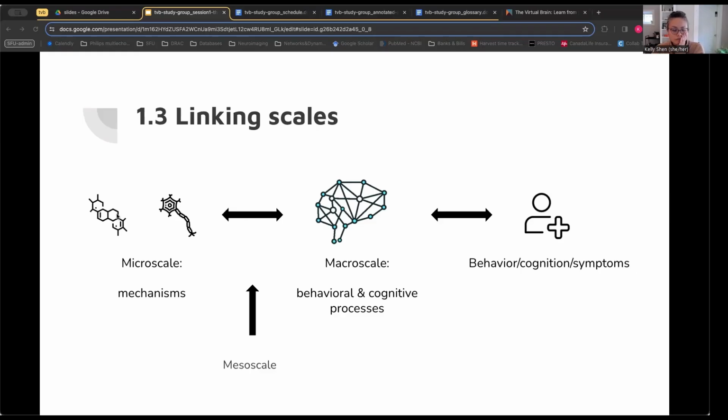What we could be after, and what we'll present in our workflows, is what the mechanisms at the micro scale are that are related to the behavior, cognition, and symptoms we're interested in. And what the Virtual Brain operates at is actually in this middle ground, what we'll call the mesoscale, right? And we'll talk today about how we take multimodal imaging data, in combination with Virtual Brain, to link these scales.